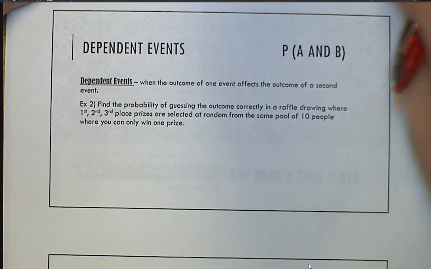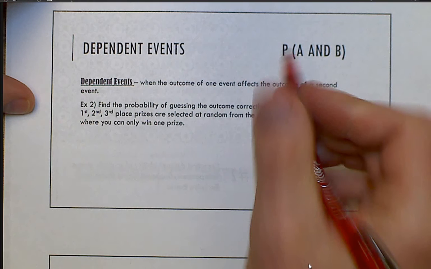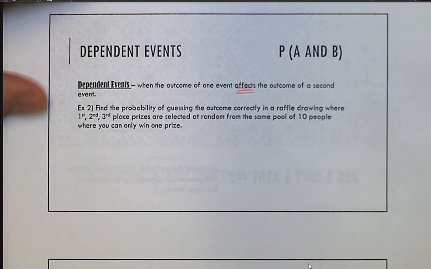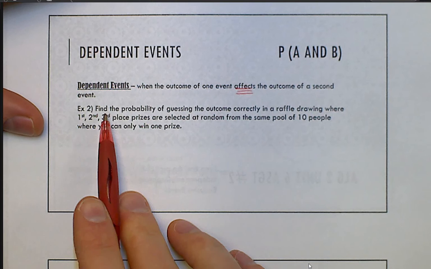Let's go to the next one here. So dependent events is a little different. It's when the outcome of one event actually affects the outcome of a second event. All right, so here's an example right here of dependent events.